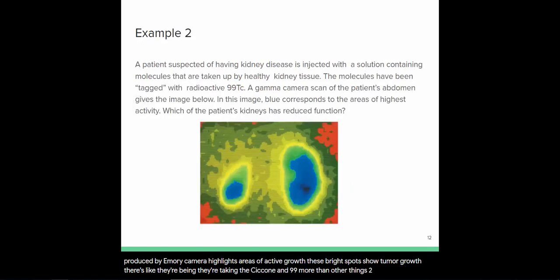Example 2. A patient suspected of having kidney disease is injected with a solution containing molecules that are taken up by healthy kidney tissue. The molecules have been tagged with radioactive technetium-99. A gamma camera scans the patient's abdomen and gives the image below. In this image, blue corresponds to areas of highest activity. Which of the patient's kidneys has reduced function?